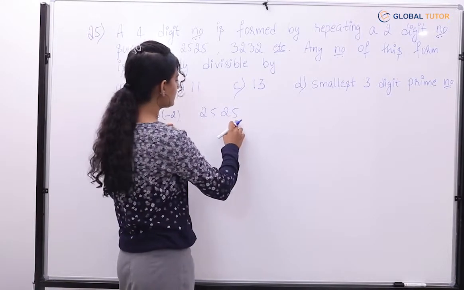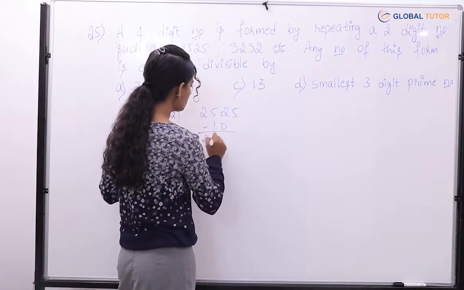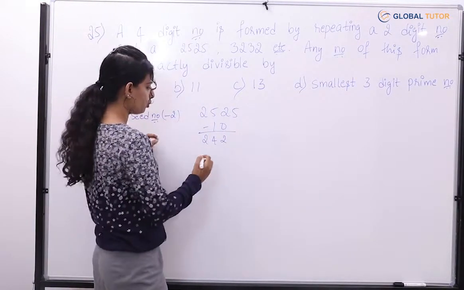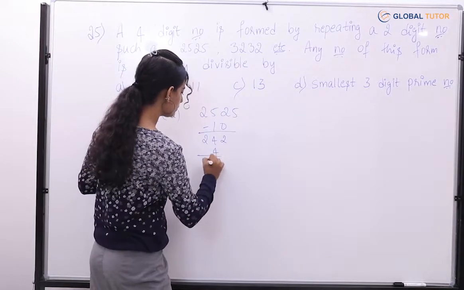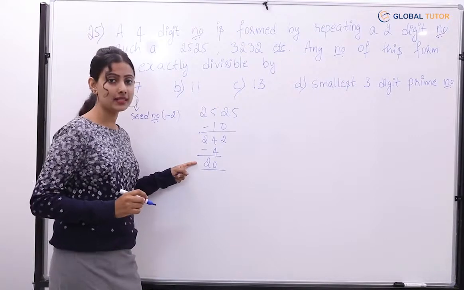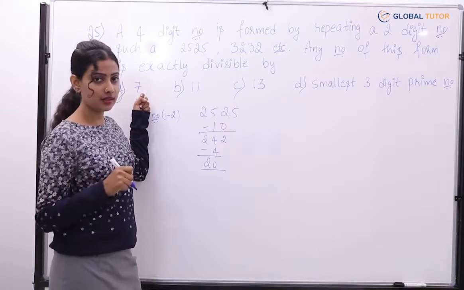So, 5 into minus 2 is minus 10. So, this becomes 242. Now, 2 into minus 2 is 4. So, this is 20. Right? Now, is 20 divisible by 7? No. So, option A is not the right answer.